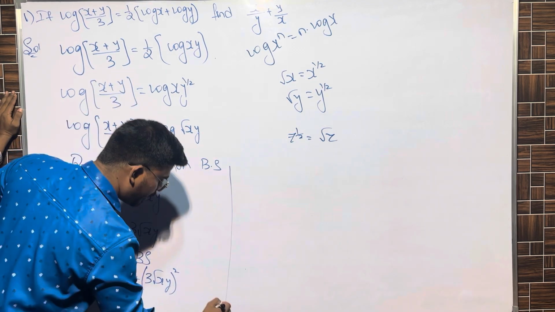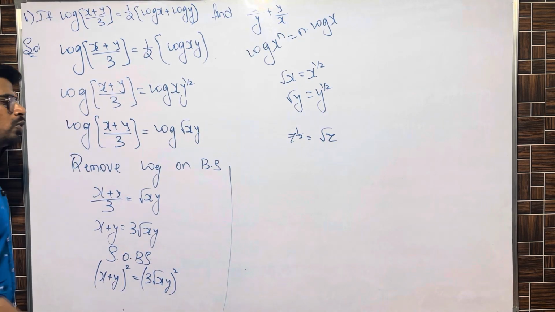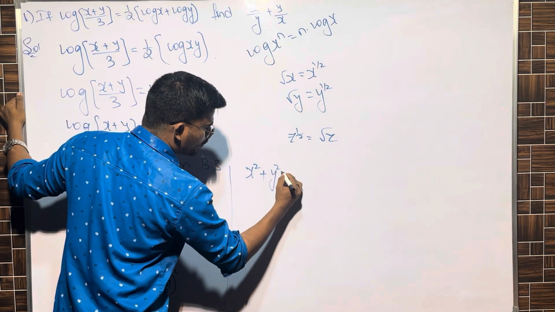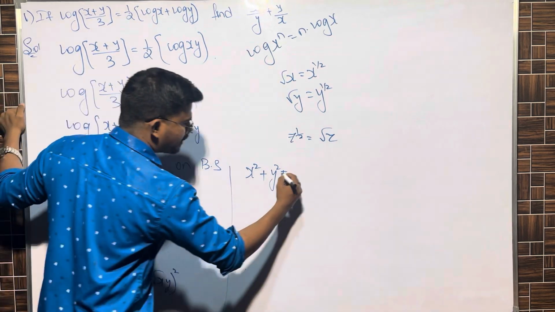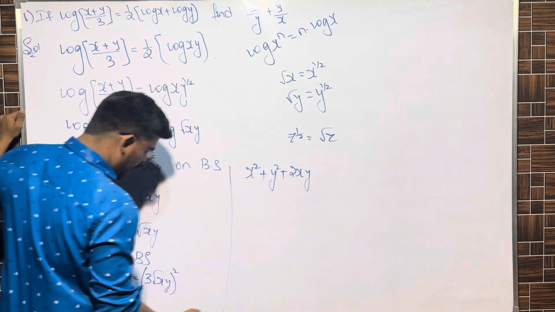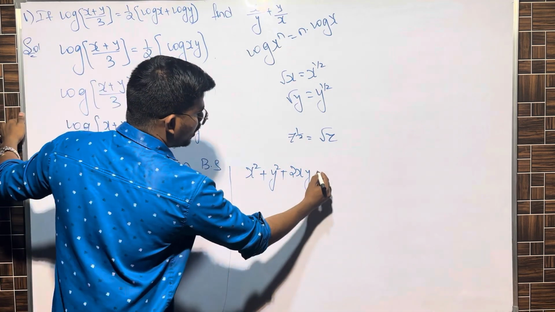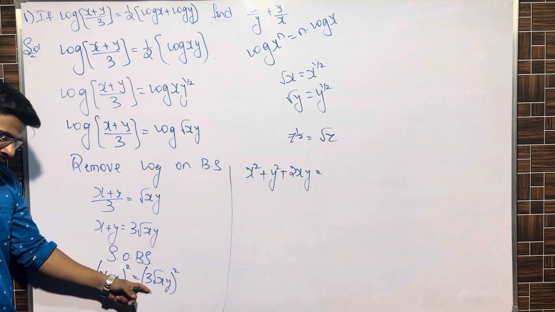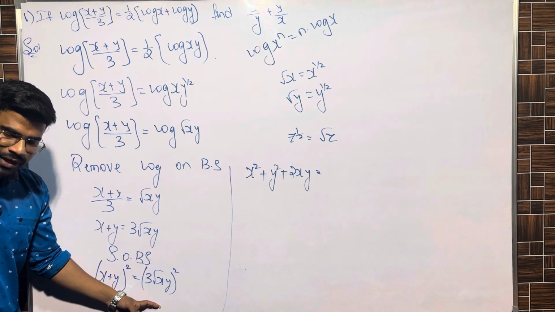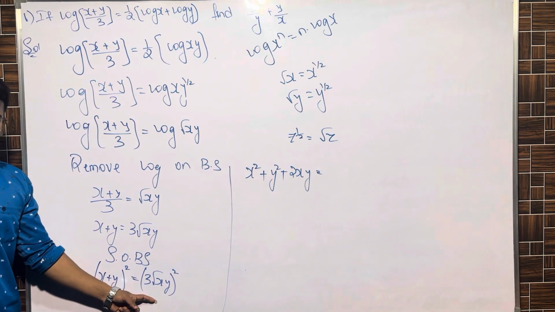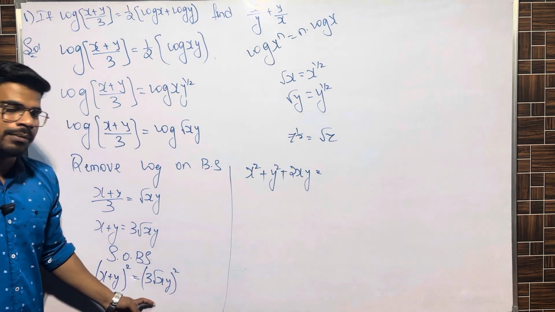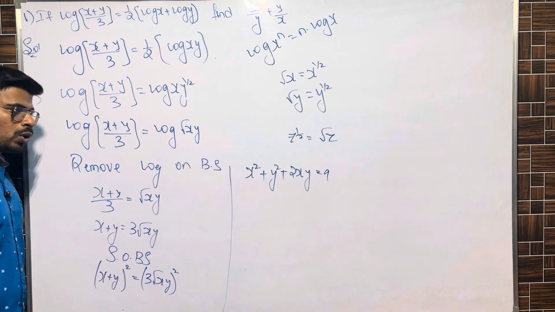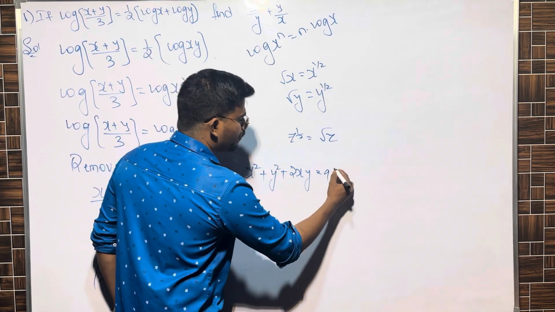Now continuing it here. (x plus y) whole square, (a plus b) whole square, a square plus b square plus 2ab, so x square plus y square plus 2xy is equal to, here be very careful, this square will be given to 3 and this square will be given to root xy as well. If I give square to 3, it becomes 3 square. 3 square is nothing but 9. 3 3s are 9. And if I give square to this root xy, it will become only xy.